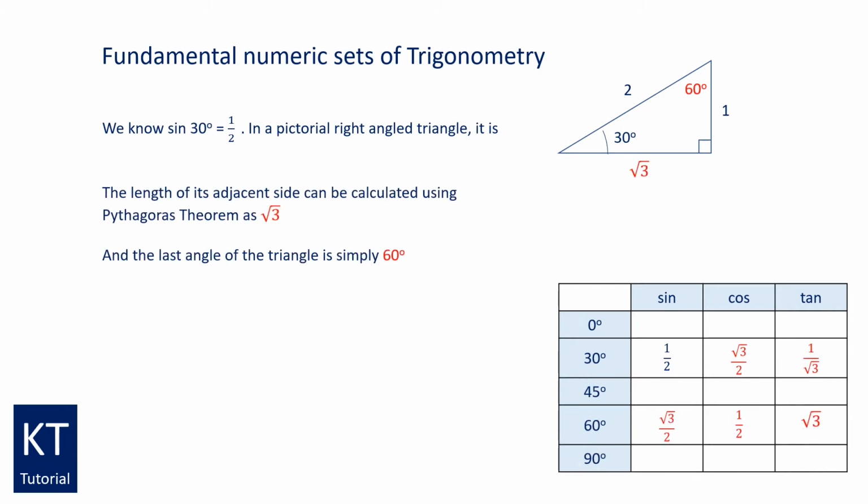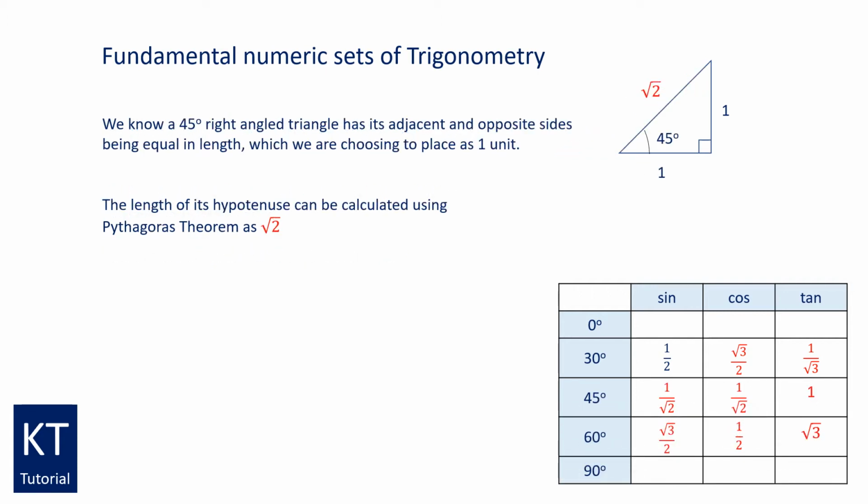From the pictorial representation, the length of its adjacent side can be calculated using Pythagoras theorem as root 3. Also, its last angle of the triangle is simply 60 degrees. With this filled up, we can identify the sine, cos, and tangent values for when they are 30 degrees and 60 degrees.